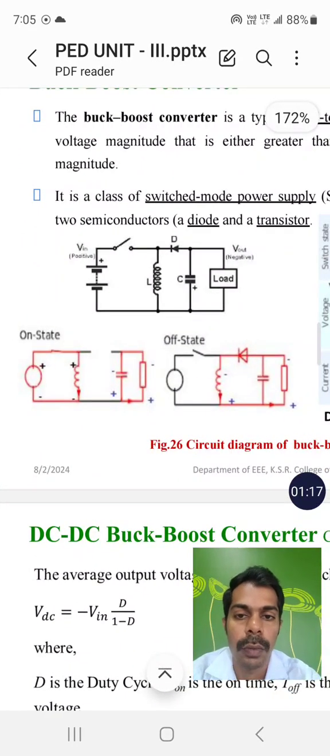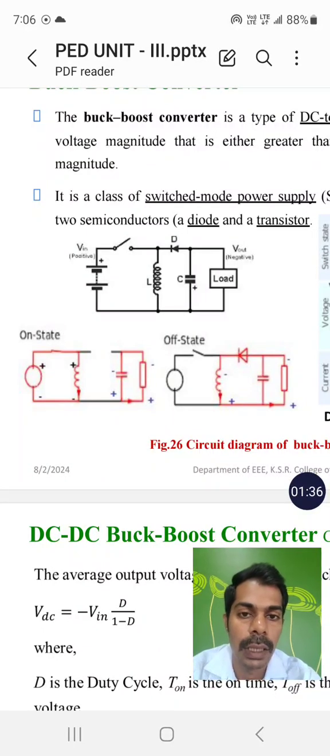The first mode of operation is the on state. When the switch is turned on, the positive supply passes through the switch and moves on to the inductor and also the diode. The diode is connected with positive to cathode, so the diode is reverse biased, it will not conduct, and the voltage will not pass through that path.